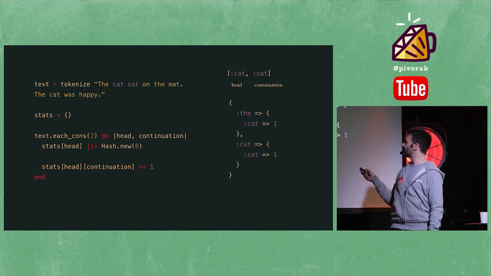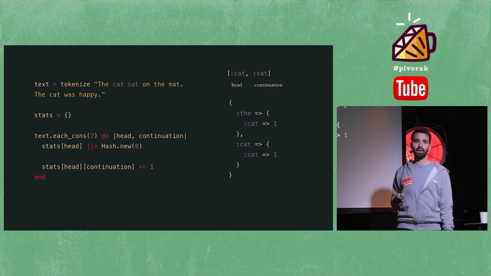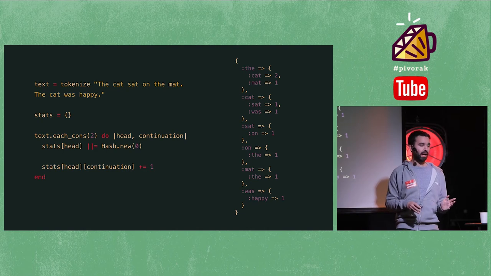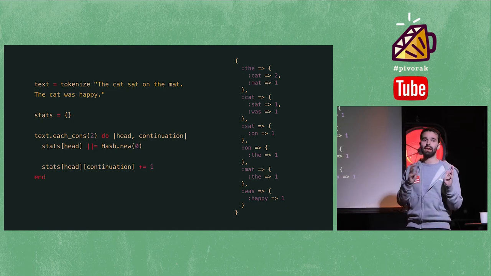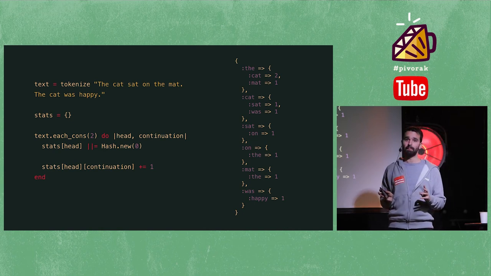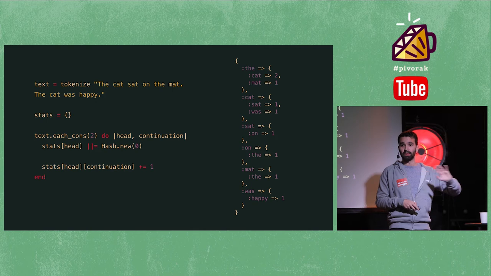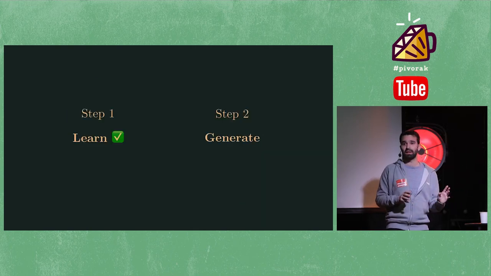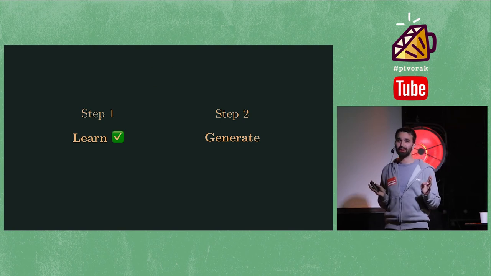Then in the next iteration, our pair becomes cat and sat, and we increment that count once. And that's all there is to this program. We can let this run, and eventually we'll end up with something like this. We're just keeping track of every head word and how many times the continuations appear. And that's literally all there is to the learning phase. So we can just run this on the whole Harry Potter text file, and we're done. Okay, we've learned the style of the Harry Potter books.